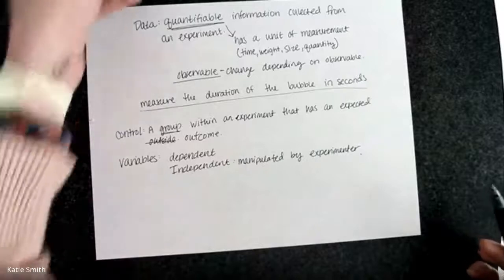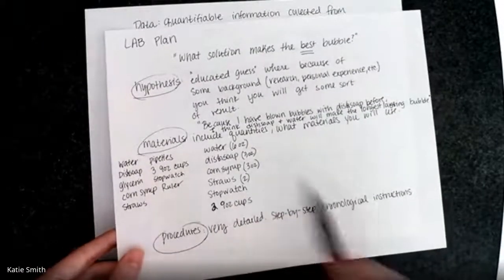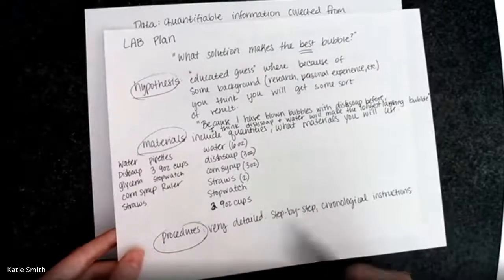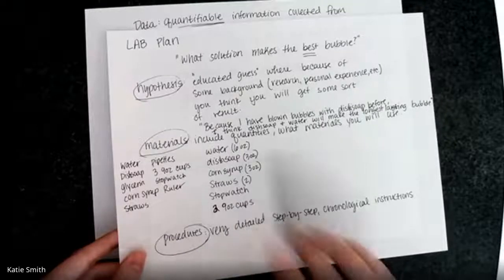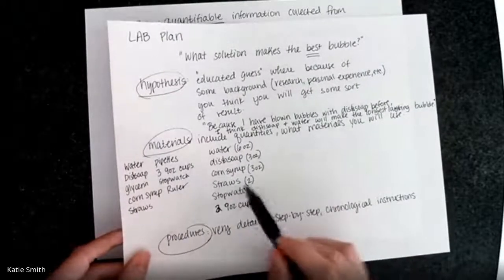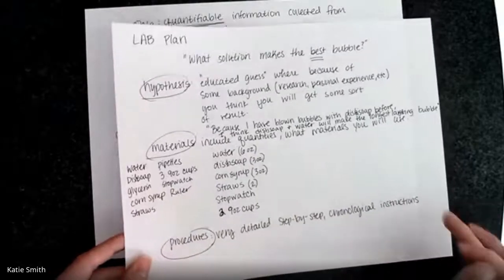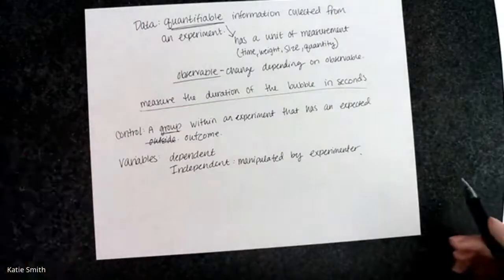That is, the ounces of water. That is an independent variable. I chose that there was going to be 6 ounces of water used. I chose that there was going to be 3 ounces of dish soap. I chose that there was going to be 3 ounces of corn syrup. I chose the material of the straws, if they were plastic or paper. All of those things are what I manipulate.